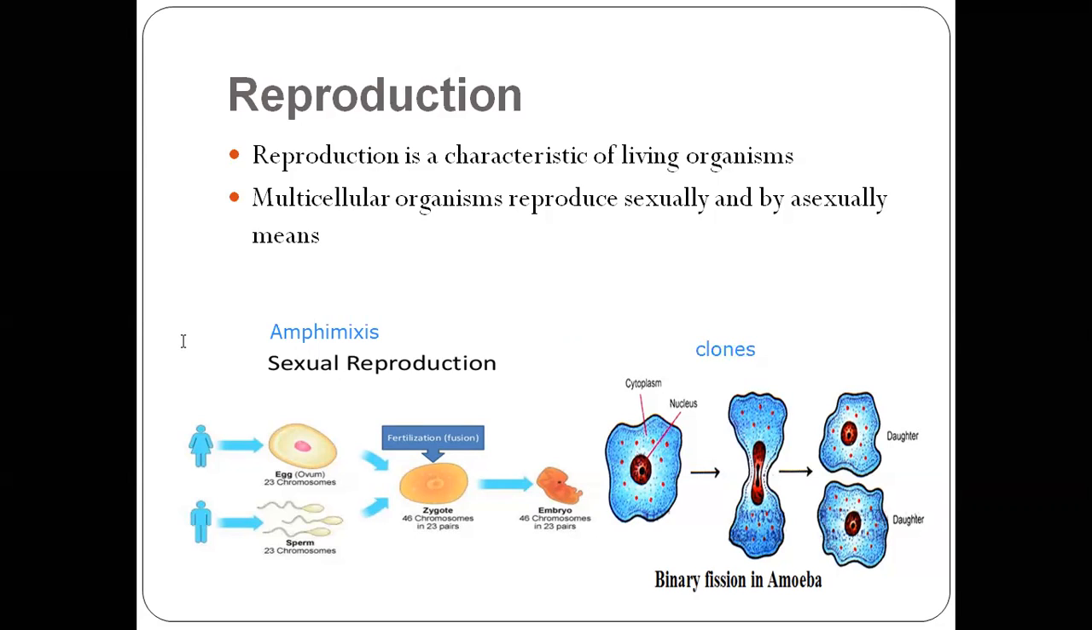The female gamete, the egg or ovum, has 23 chromosomes. The sperm also has 23 chromosomes. The sperm and the egg fuse together to form a zygote, which will have 46 chromosomes. This 46-chromosome zygote is the product of amphimixis. Now this zygote will develop into an embryo and the embryo into an organism.